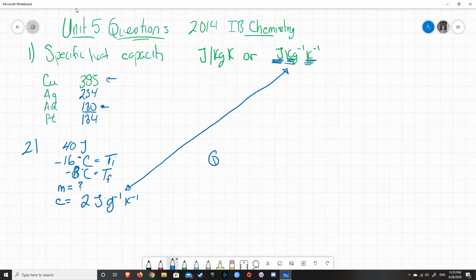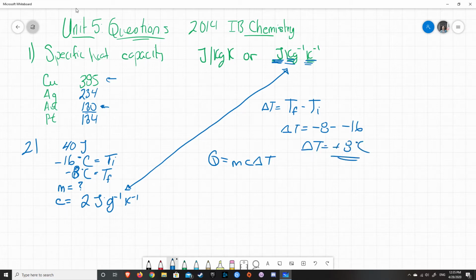We've got Q equals mc delta T. So we need to figure out what our change in temperature is. And our change in temperature is TF minus TI. So delta T equals TF, which is negative 8 minus negative 16. So our delta T is plus 8 degrees Celsius. We've increased the temperature.